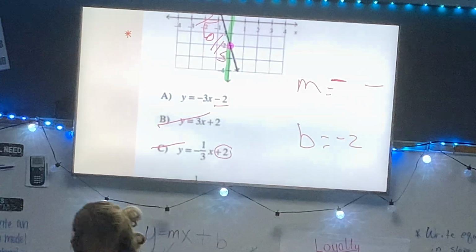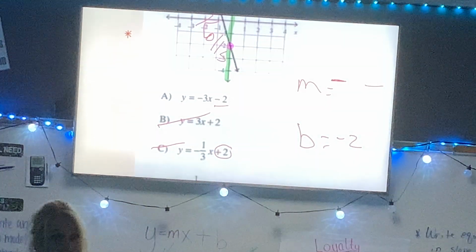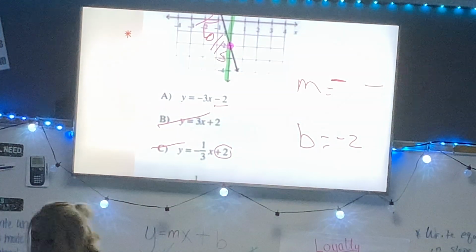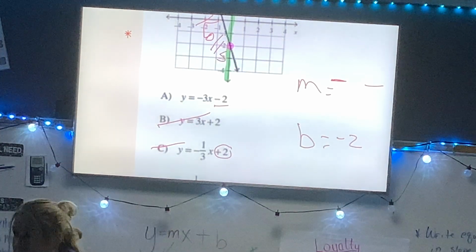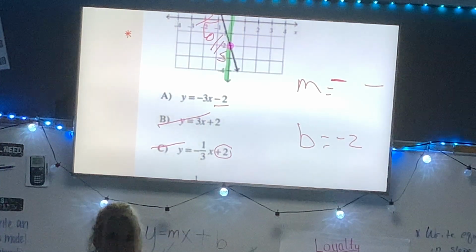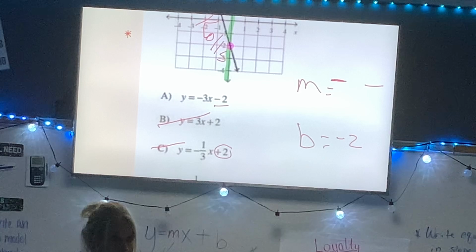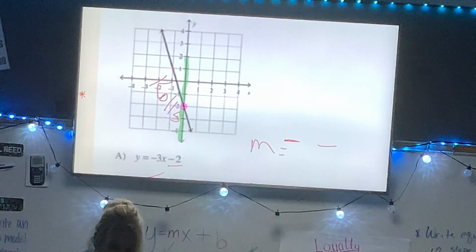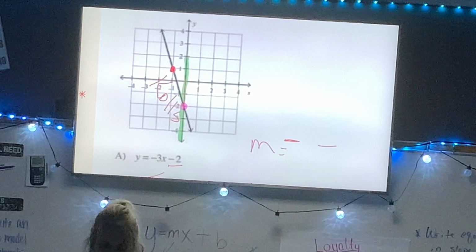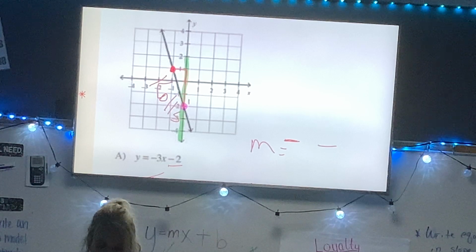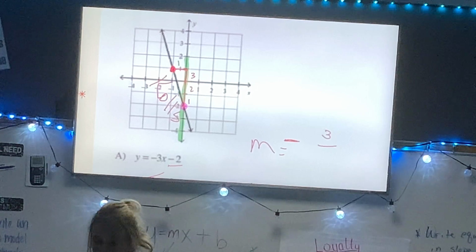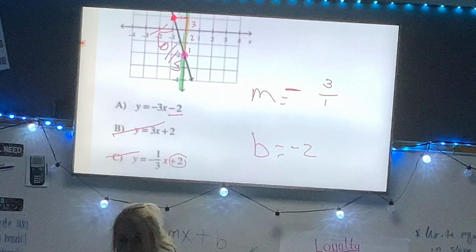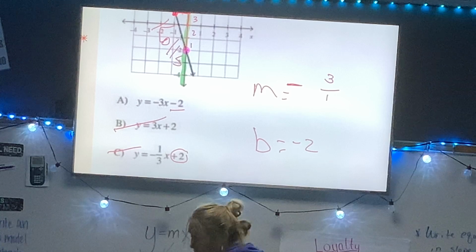I didn't even have to find my slope on this if I used my strategies. I shouldn't have had any zeros on that. Do you see how I didn't even have to count my rise and my run? But let's do it just in case. I am rising how many? 3. And I am running how many? 1. So then I just stick that in. My y equals mx plus b.